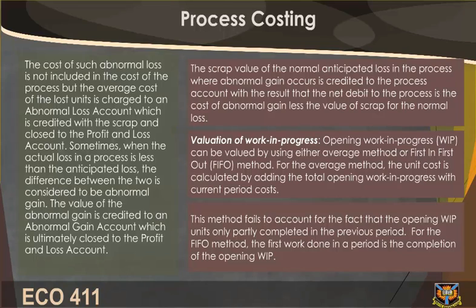Valuation of work in progress. Opening work in progress, that is WIP, can be valued by using either the average method or the first in first out method. For the average method, the unit cost is calculated by adding the total opening work in progress with current period costs. This method fails to account for the fact that the opening WIP units were only partially completed in the previous period. For the FIFO method, the first work done in a period is the completion of the opening WIP.